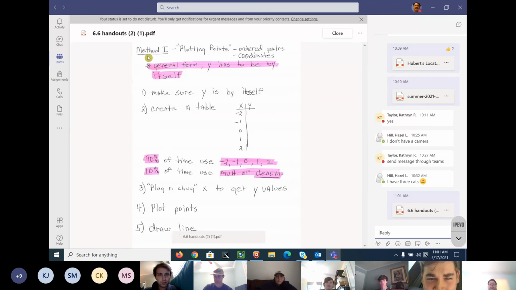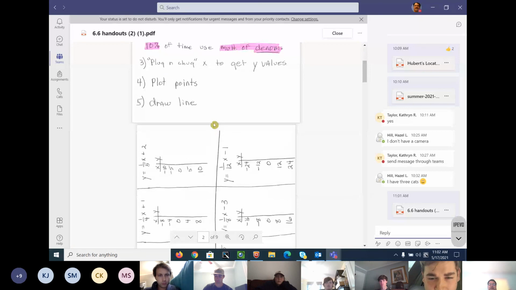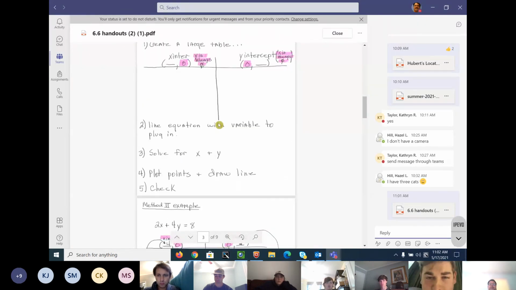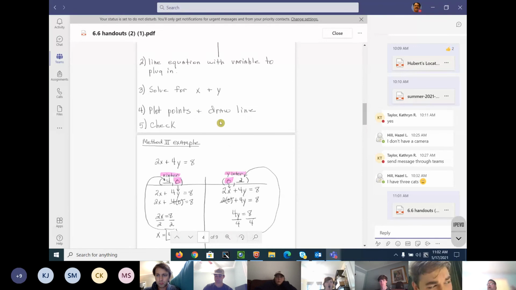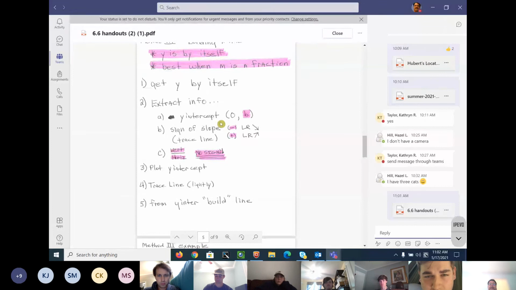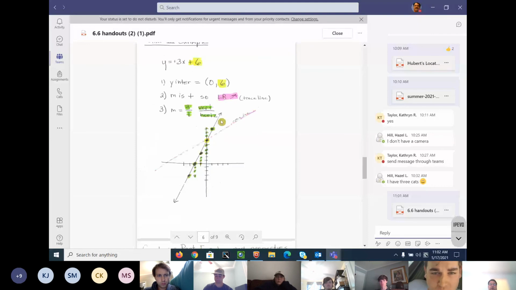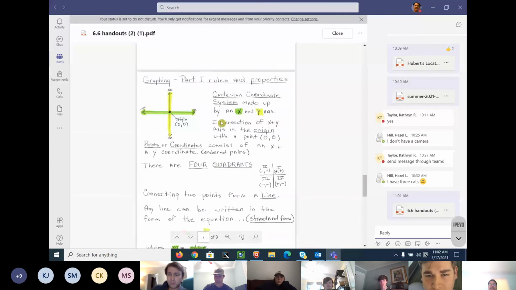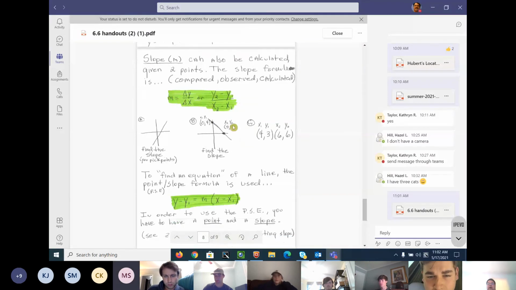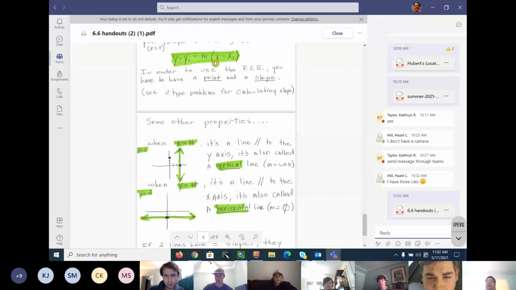There you go, how to graph. There's three methods of graphing. There's the first method, the second method, the third method. There's how to graph, and there's the rules of graphing. How to find the slope, how to calculate the slope, and how to use the point slope equation. Now, for those of you that don't know, this first chapter is kind of a review chapter.